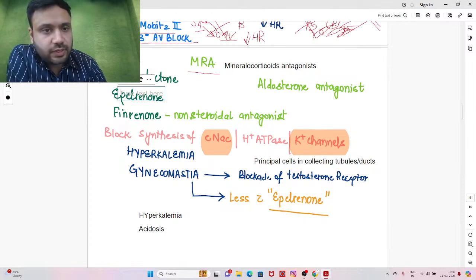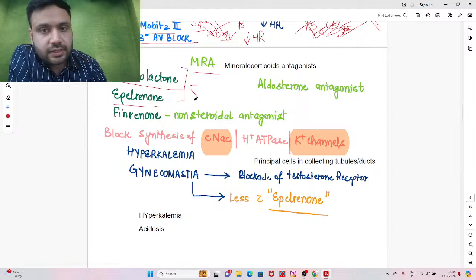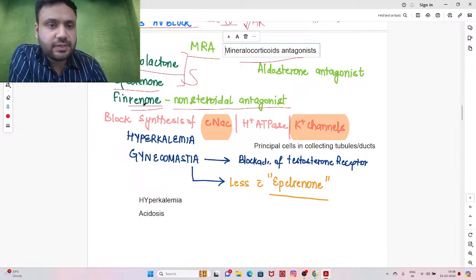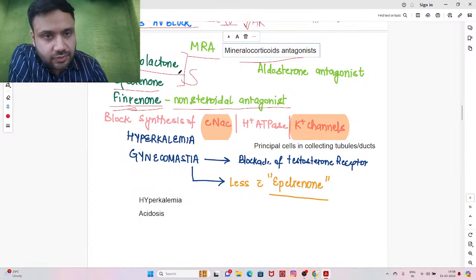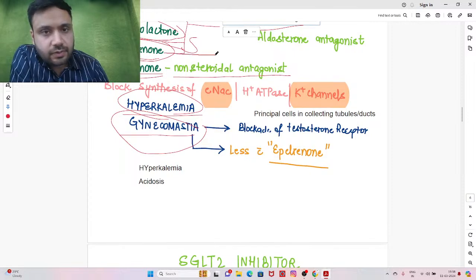The first two, spironolactone and eplerenone, are steroidal mineralocorticoid receptor antagonists, while finerenone is a non-steroidal antagonist. And it has been recently approved, but not for heart failure, but for other conditions. Our concentration should be only on spironolactone and eplerenone, right? So as we were talking about the side effects of mineralocorticoid receptor antagonists, that is hyperkalemia and gynecomastia, eplerenone has less chance of gynecomastia.